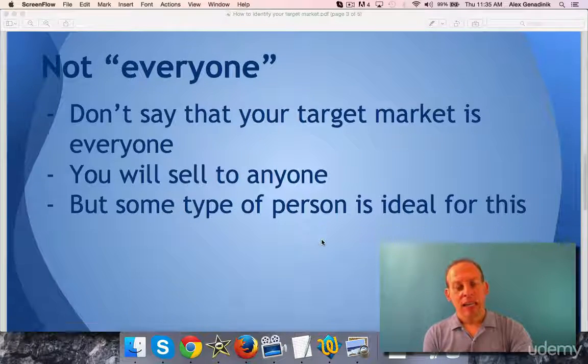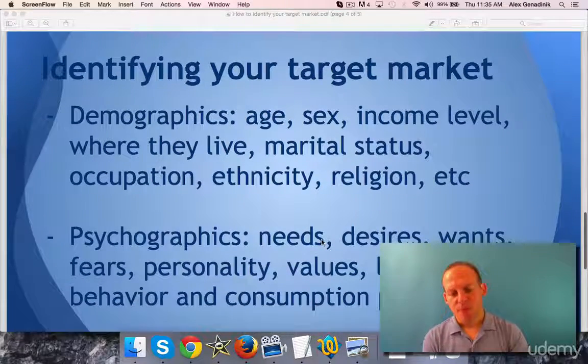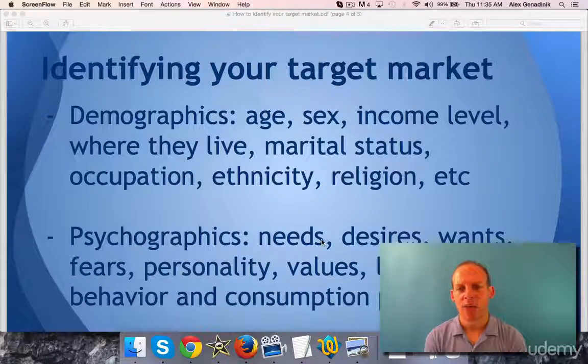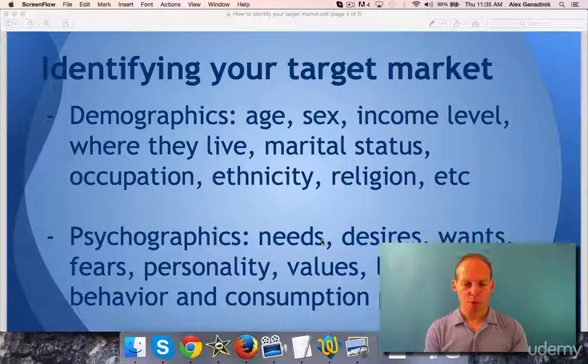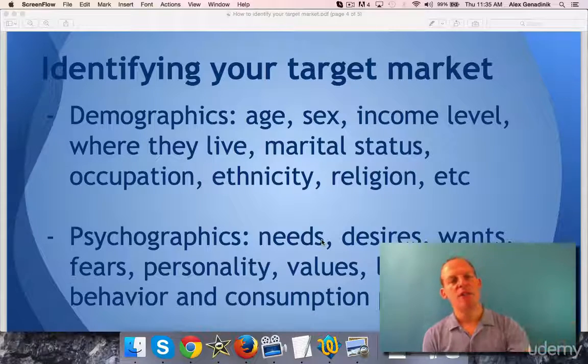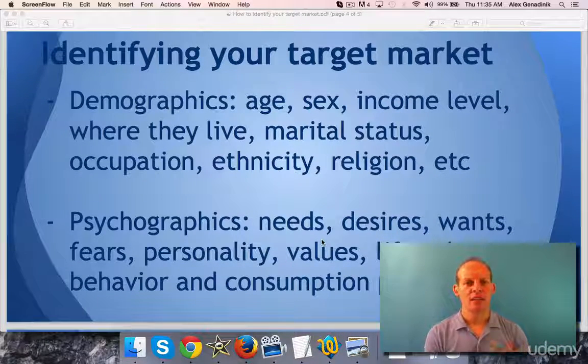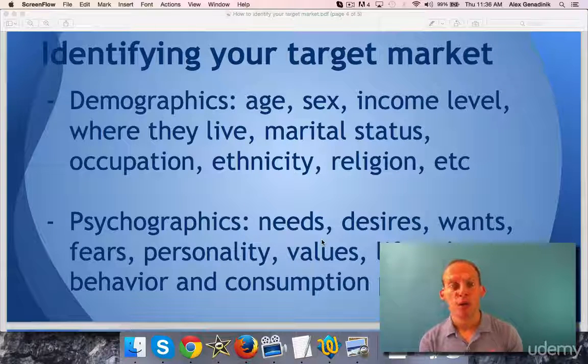So let me explain exactly how to go about identifying your target market. And in the next lecture, I'll explain how to build your customer avatar, which is like the image of the person. But here, let's just kind of explain what to look for, okay? What to try to hone in on. So let's say whatever your business is, your ideal customer: how old are they? Are they a man or a woman?